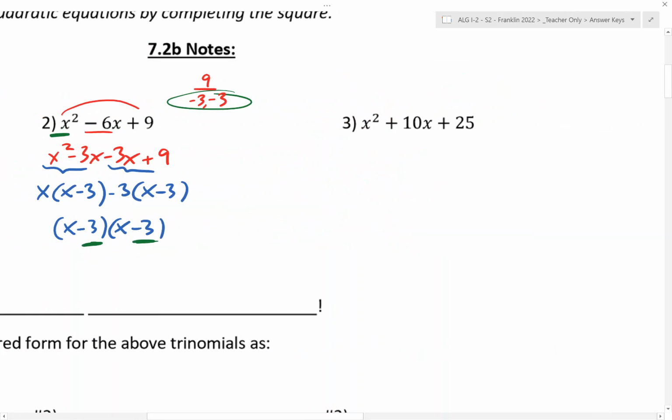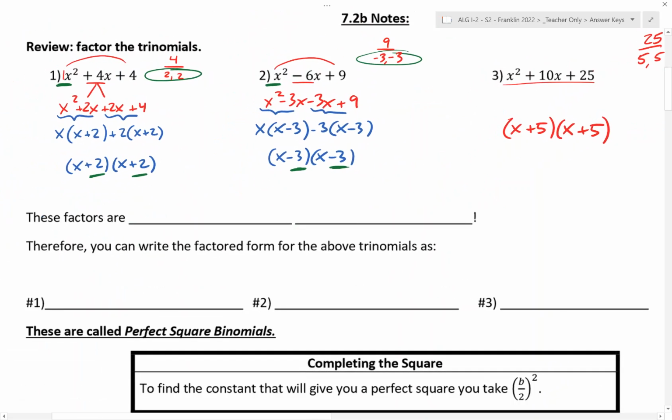So we can use all that information to predict that in this polynomial, since our two numbers that multiply to 25 and add to 10 are +5 and +5, our final factored form will be x plus 5 times x plus 5. Something else to notice about all three of these is that our final factored form is a perfect square because it is one binomial times itself. So these factors are perfect squares.